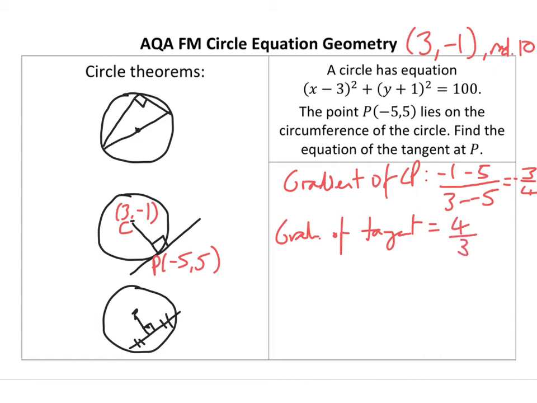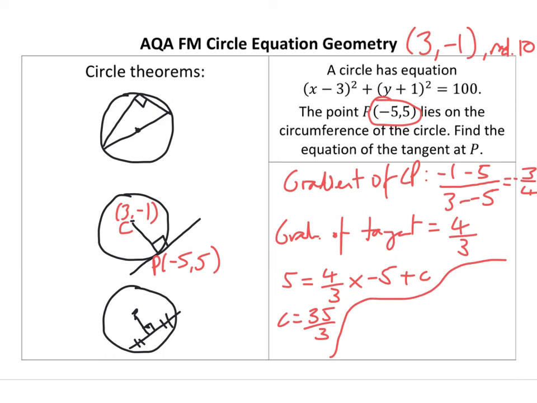Okay, now I'm going to put it into y equals mx plus c. So I know the point on the line is that, so 5 equals 4/3 times negative 5 plus c. Now, when I do all of that, I should end up with c equals 35 over 3. Okay, now that means that I could do this and just say y equals 4/3 x plus 35 over 3.